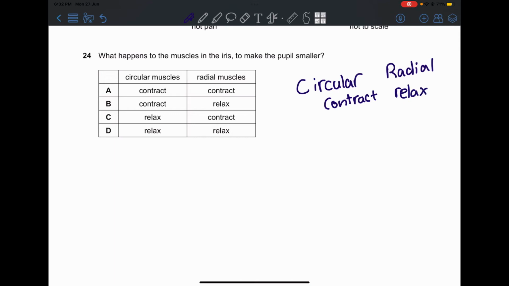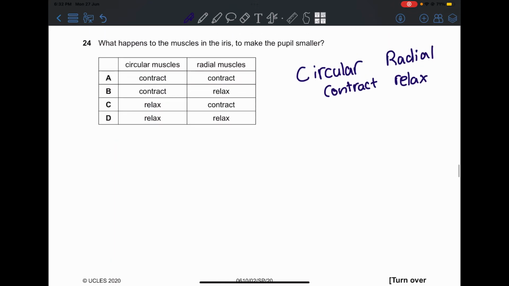A says contract and the radial muscles contract. Now this is actually incorrect. They both can't be contracting because they are antagonistic muscles. So B says the circular muscle contracts and the radial muscle relax, which is actually correct. So our answer is going to be B.